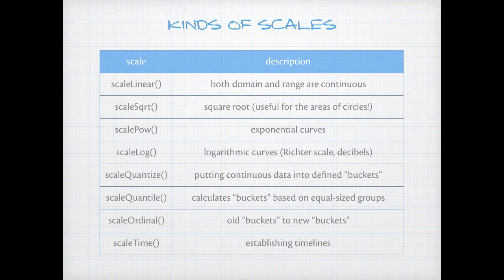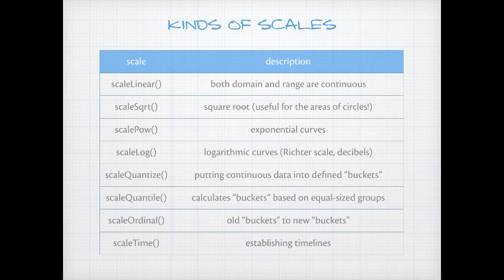Ordinal scales use buckets to buckets. And so we could maybe think of an example like converting months of the year to seasons, for example, right? So December, January, February might be the months that map to winter, right?